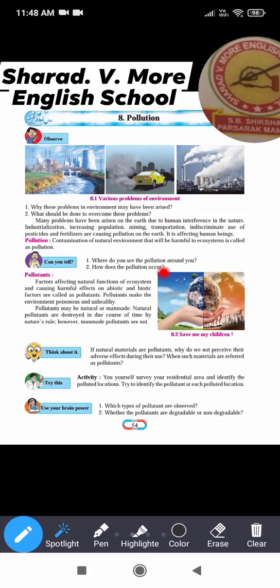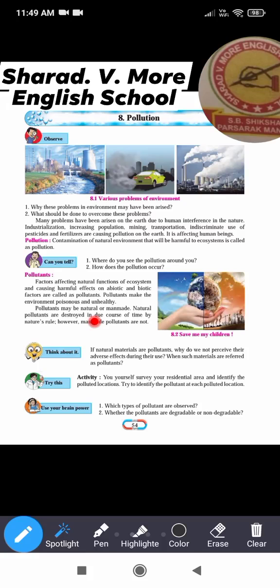Now yes, for example, the pollutants for the farms, the fields: the pesticides, herbicides, and fertilizers are the pollutants for the farms. The factors affecting the natural functions of the ecosystem and causing harmful effects on abiotic and biotic factors are called pollutants. Pollutants make the environment poisonous and unhealthy.